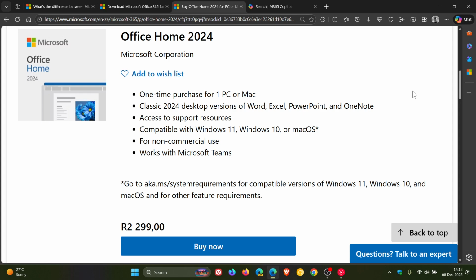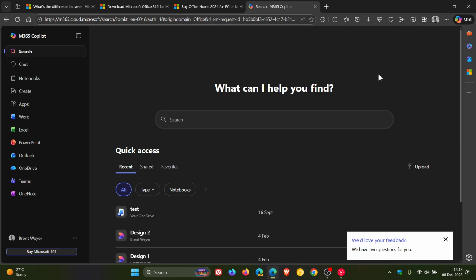And the difference between 365 and 2024 when it comes to pricing is 365 is a subscription. Office 2024, you pay a single one-time cost, as in my case, in my region, there's my cost in my currency in my region. And there's also a third option, which I actually use, by the way. I find it quite handy, and I don't need to have 365 or Office 2024.